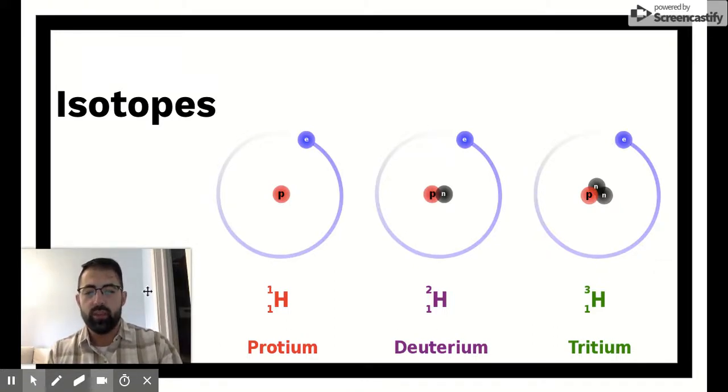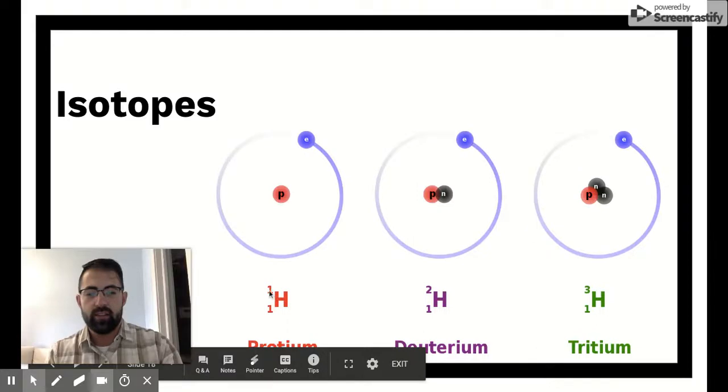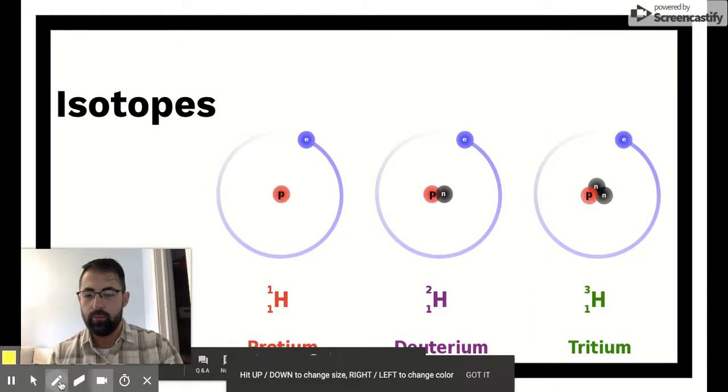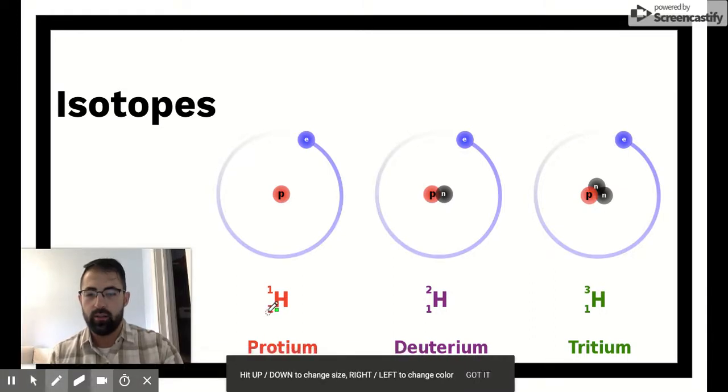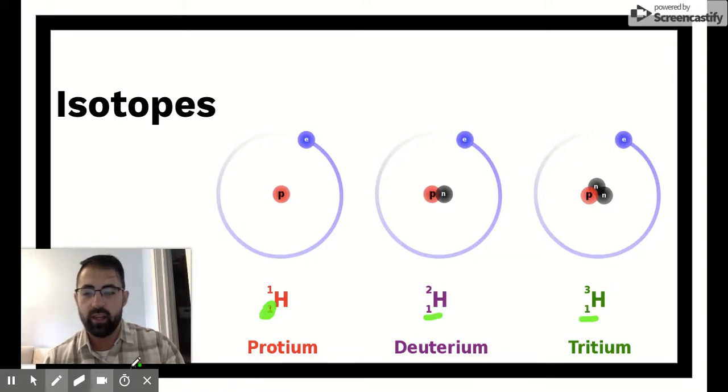The H11, this means the top number is its atomic mass units, and the bottom number is its number of protons. These are all hydrogens because they have one proton, so 1, 1, 1. Sorry, let me get a pen. So these are all hydrogen because they have one proton.